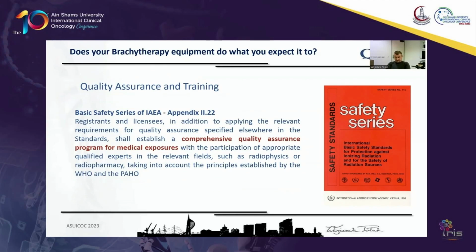And actually, we do have some guidelines, from the International Atomic Energy Agency, for example, which state that registrants and licensees, in addition to applying the relevant requirements for quality assurance specified elsewhere in the standards, shall establish a comprehensive quality assurance program for medical exposures. And that's the recommendation of the WHO. So obviously it comes to the countries to implement these guidelines, but everyone should have quality assurance.